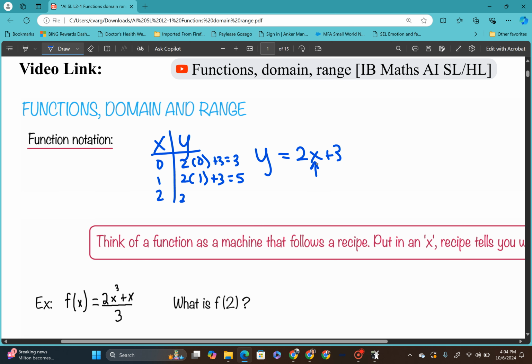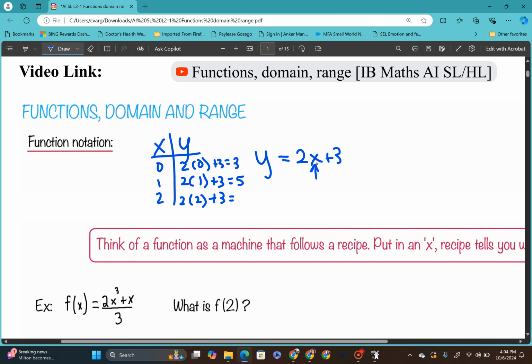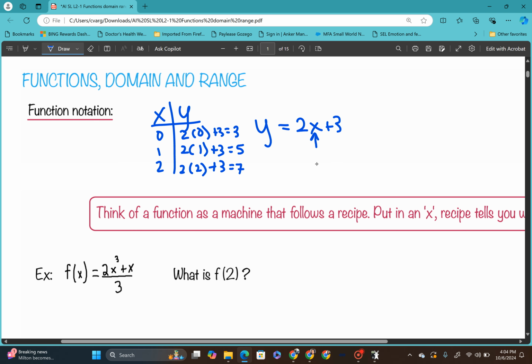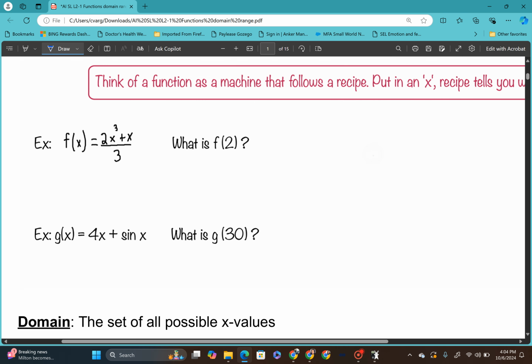Cool. And then we do the same thing. 2 times 2 plus 3, and 2 times 2 is 4, plus 3 is 7. Okay. So basically a function is anything that has an input, output, and a rule. It's like a find-my-rule kind of thing. Other names for input and output are domain is my input, and range is my output or my y. And think of a function as a machine that follows some sort of a rule or a recipe.